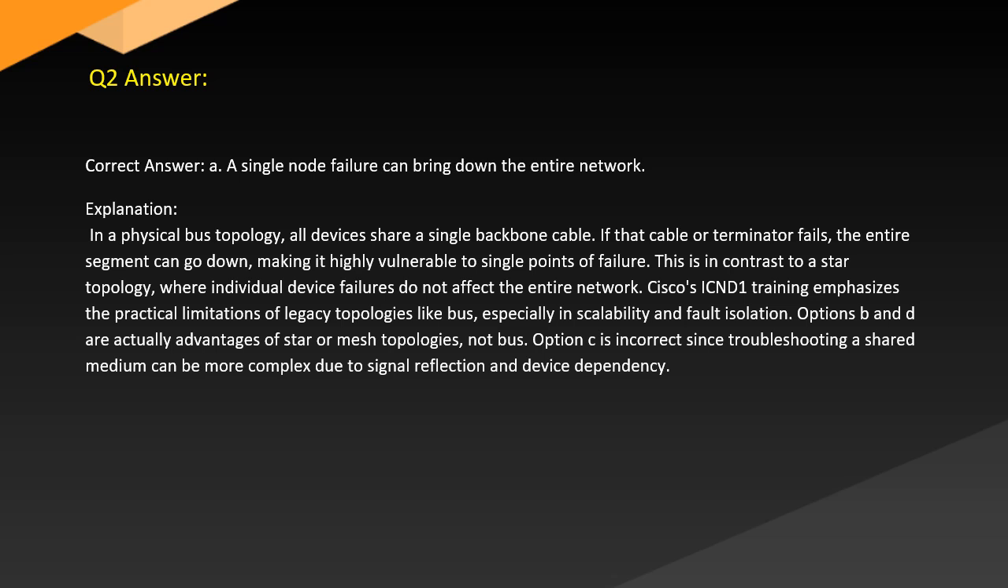Cisco's training emphasizes the limitations of legacy topologies like bus, especially in scalability and fault isolation. Options B and D are actually advantages of star or mesh topologies, not bus. Option C is incorrect since troubleshooting a shared medium can be more complex due to signal reflection and device dependency.